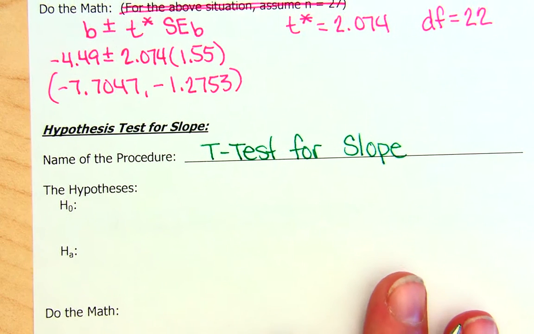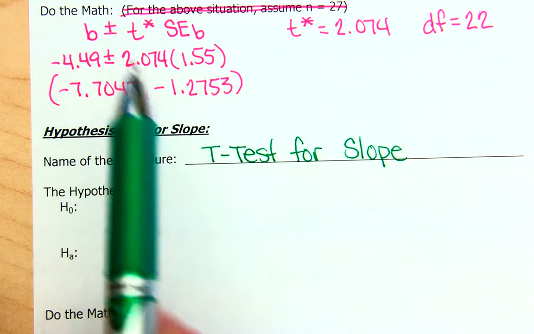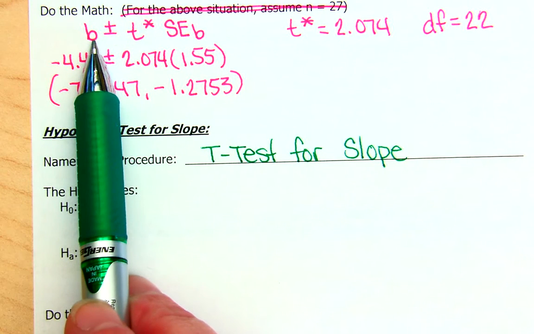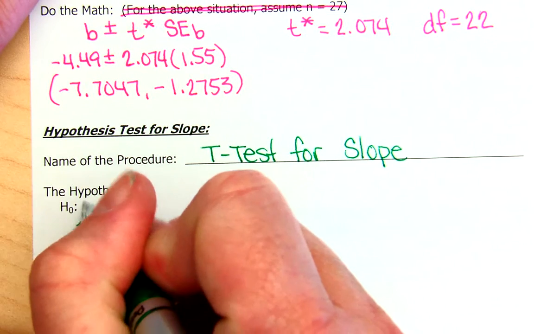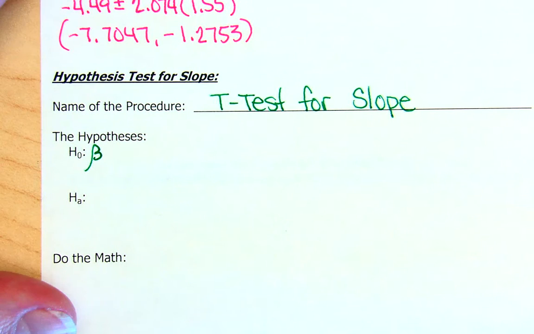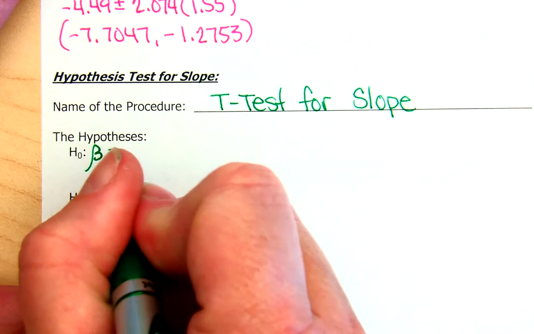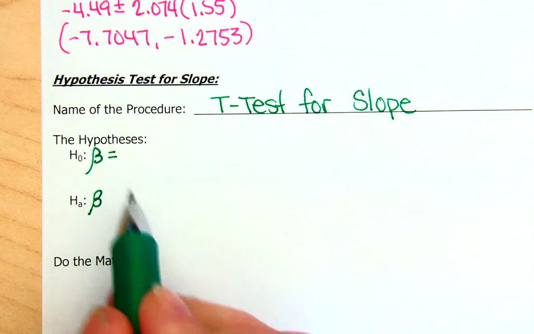So just like what we did with the other tests that we looked at, like when we were looking at means, we use x bar to represent the sample mean, and then we use mu to represent the population mean. Here, b represents the sample slope, and then we use the Greek letter beta, which looks like a B, but it has a tail on it. So beta represents the population slope. And so we always have an equal sign on the null and then some sort of inequality on the alternative.